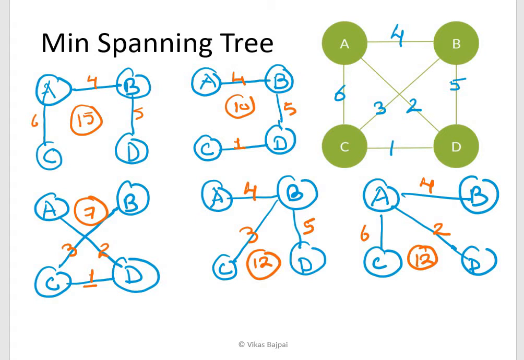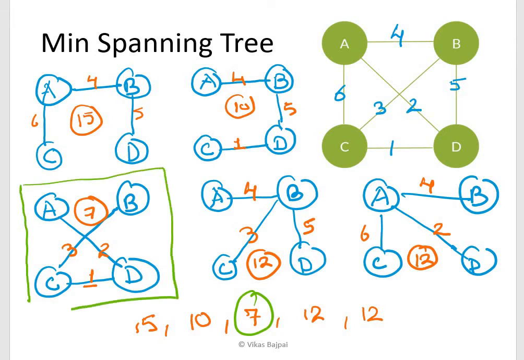And then we can have several options as well. So looking at the weights, I am getting 15, I am getting 10, then I am getting 7, then I am getting 12 once again. So what I see is that this is the lowest one, and this comes out to be your minimum spanning tree, which has the lowest cost associated with it.